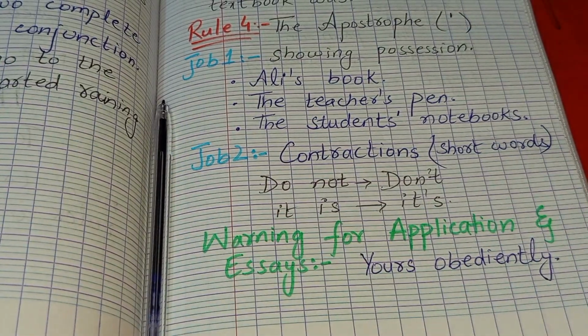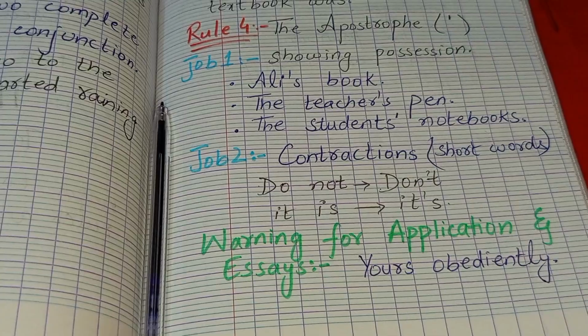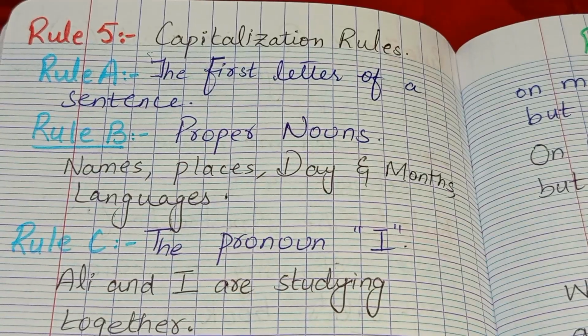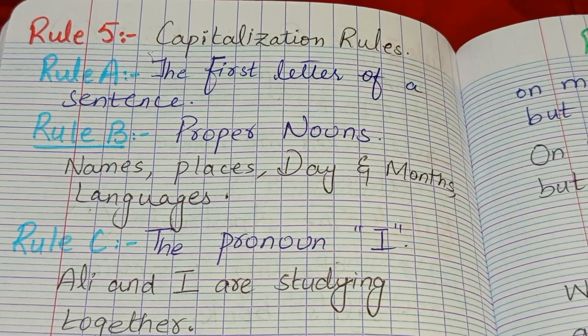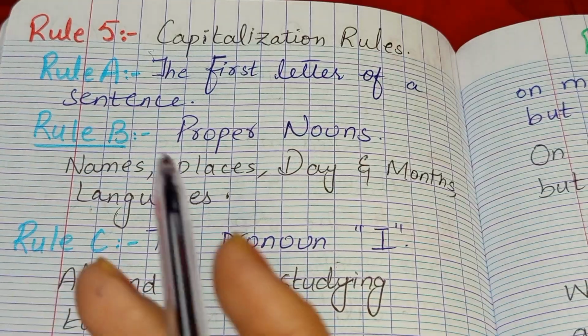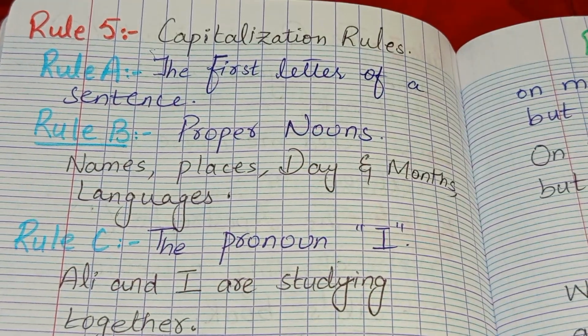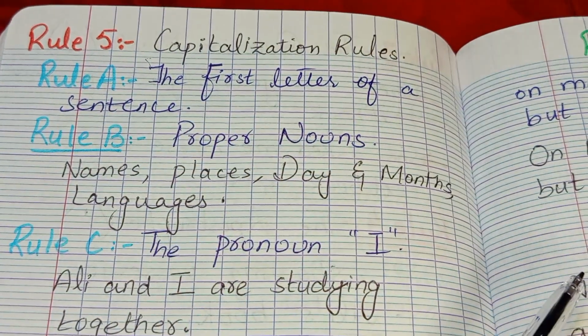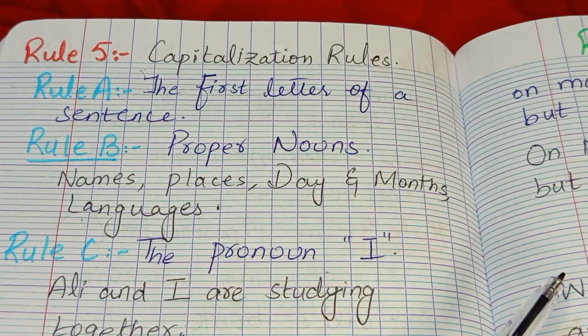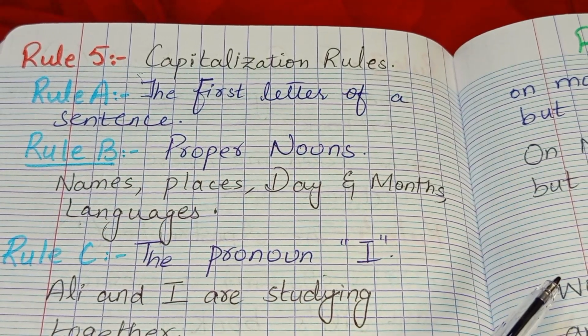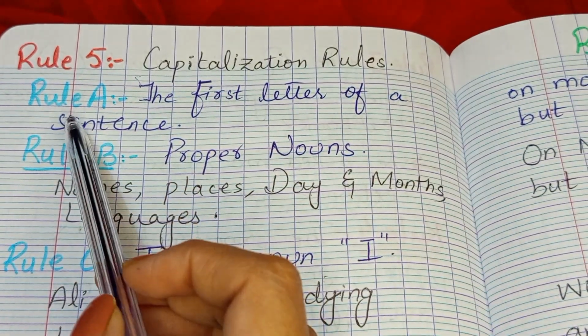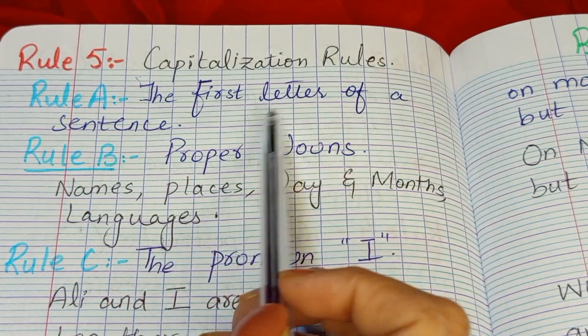Now we are going to rule number 5, capitalization rules. Okay, rule 5 is capitalization rules. Punctuation is never complete without discussing capitalization. Let's quickly note down the fundamental rules where capital letters are mandatory or important, right? Rule A is the first letter of a sentence.